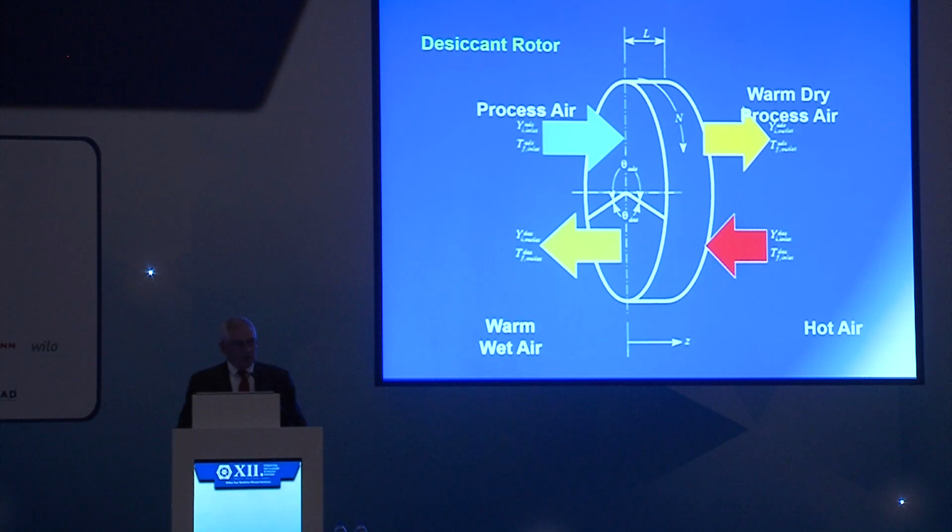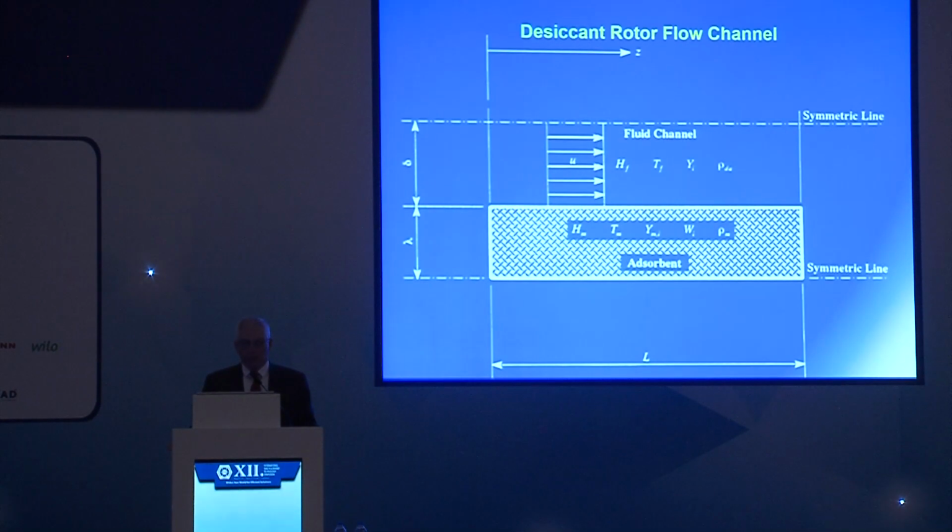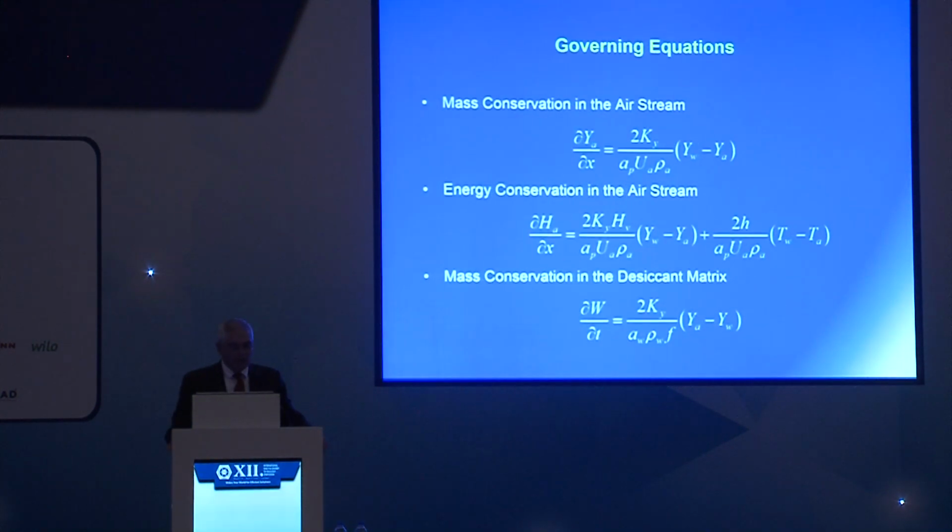So if we look at what the rotor really looks like, we have our two airstreams. We have our process airstream and our regeneration airstream. The process airstream is on the top, and the regeneration airstream is on the bottom. So we have these two streams, and basically if we analyze it, it's flow in a channel, periodic flow in a channel. So it runs in one direction and then goes in the other direction.